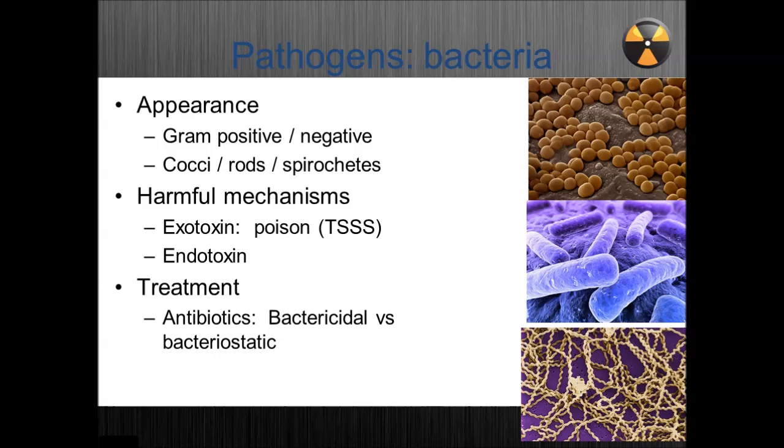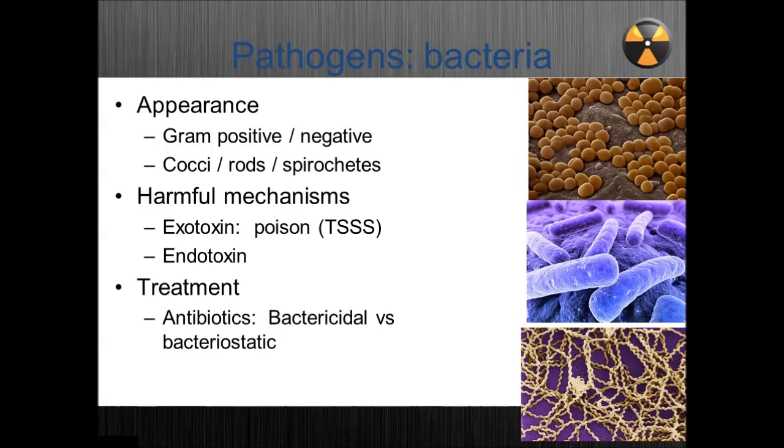Another classification that you may see is we describe them as whether they're little balls, or whether they're little rods, or whether they're little corkscrews. And so we call those cocci, or rods, or spirochetes. And again, not that you need to memorize them, but you'll hear medicine talk about them. Gram-positive rods, that tells us something about what antibiotics to use.